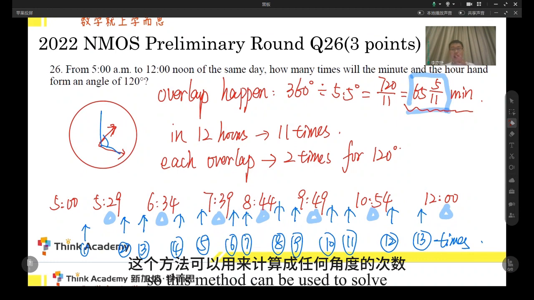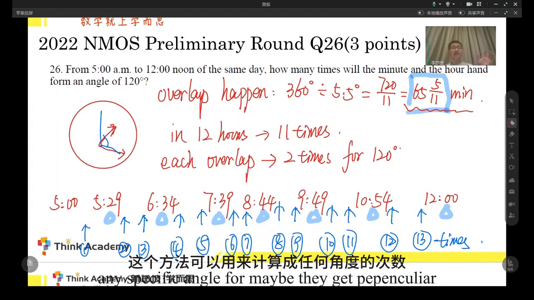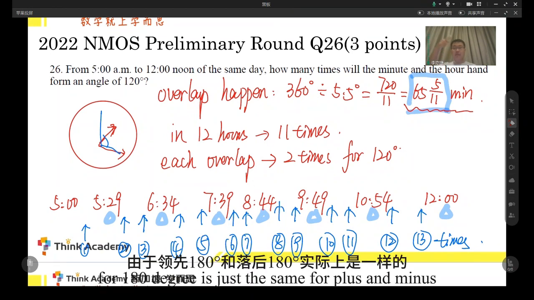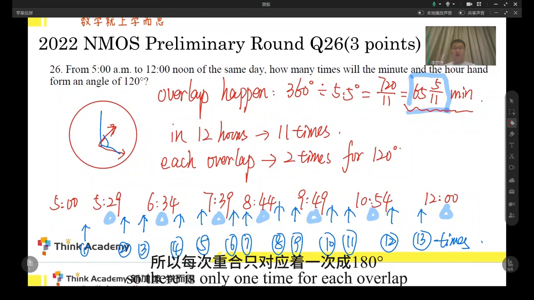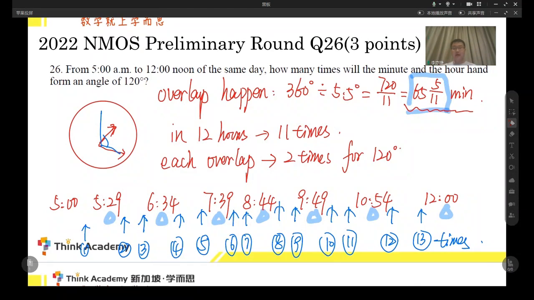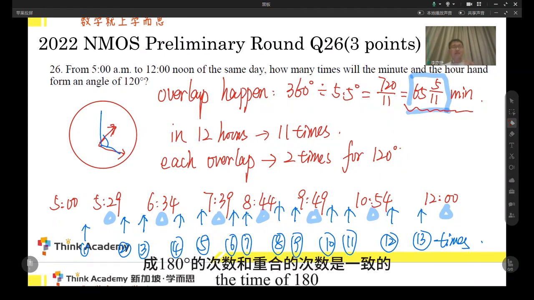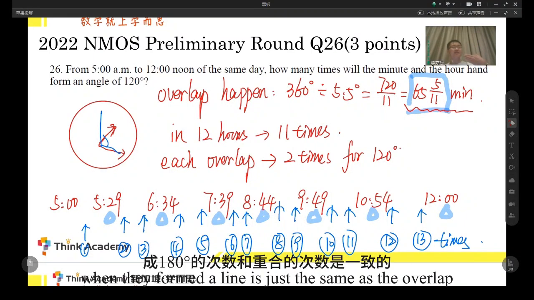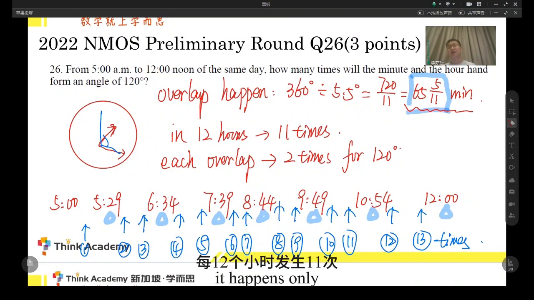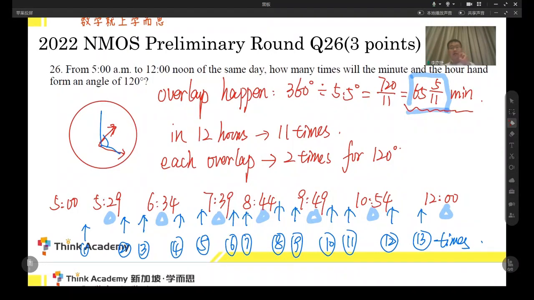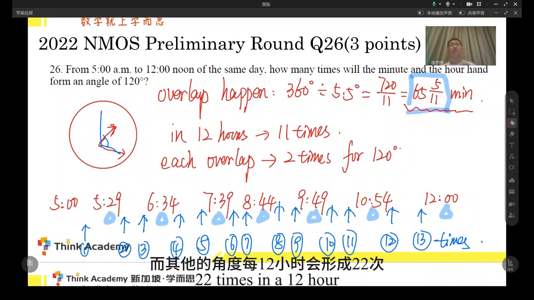So this method can be used to solve any specific angle, maybe when they are perpendicular. It's the same, right? But if they form a 180 degree angle, it's different. For 180 degrees, plus and minus are the same, so there is only one time. For each overlap, there is only one time they form a 180 degree angle. So the time of 180 degrees when they form a line happens just as often as the overlap. It happens only 11 times in 12 hours. But for the other angles, they happen 22 times in 12 hours.